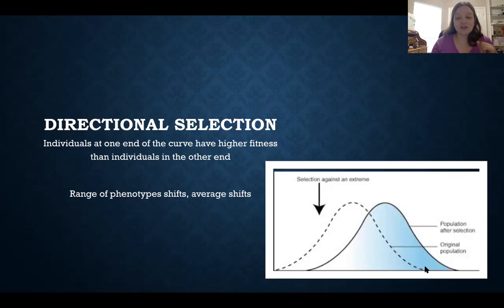So the range shifts with directional selection, like literally moves the whole thing in a single direction. The range shifts and so does the average. So the average is like right in here, and the average is going to shift and so does the whole graph. That's directional selection.